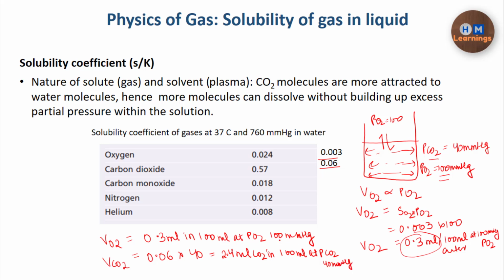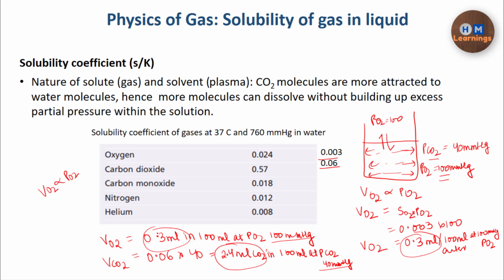So here you see, as we have seen in Henry's law, which says that the more the partial pressure of a gas, the more will be the solubility of that gas in the liquid phase. So if you see the PO2 of 100 mmHg and the PCO2 of 40 mmHg, which one is higher? The PO2 of 100 mmHg is higher, but still only 0.3 ml of oxygen is dissolved in the arterial blood, whereas with a lesser partial pressure, more carbon dioxide is dissolved in the same amount of blood. The difference is not because of the partial pressure, but because of the solubility coefficient.